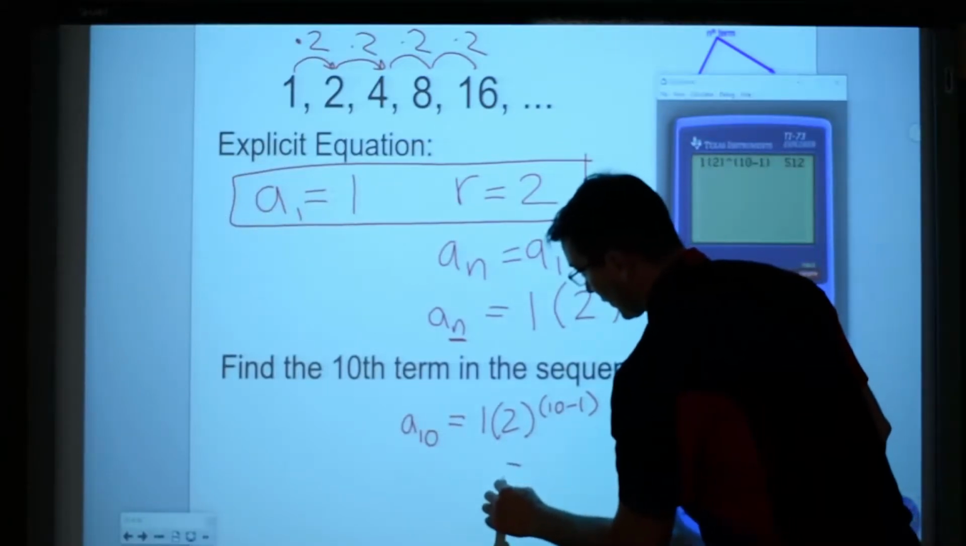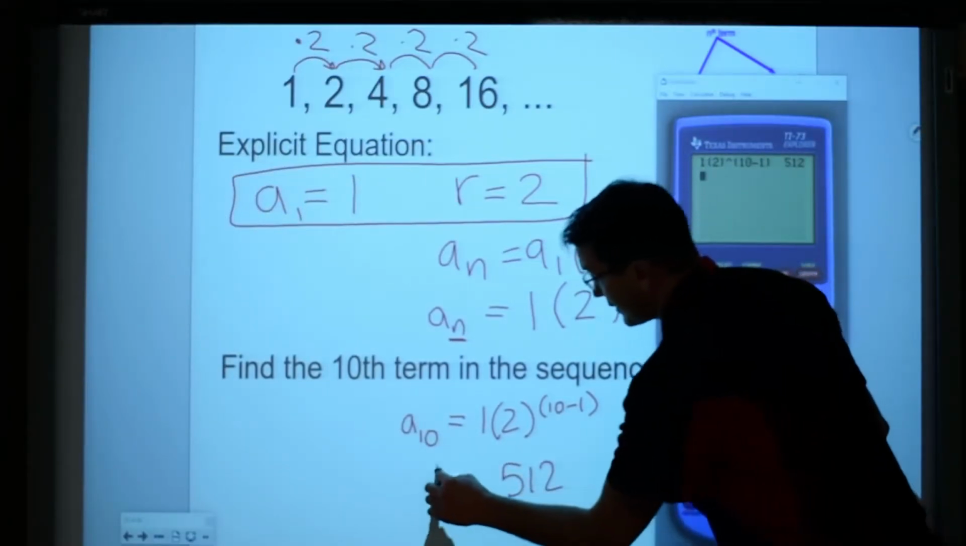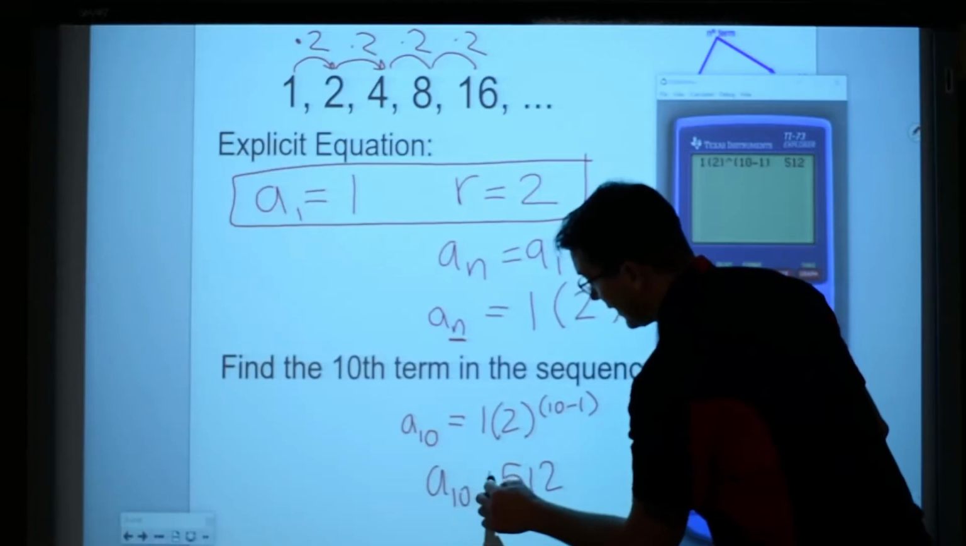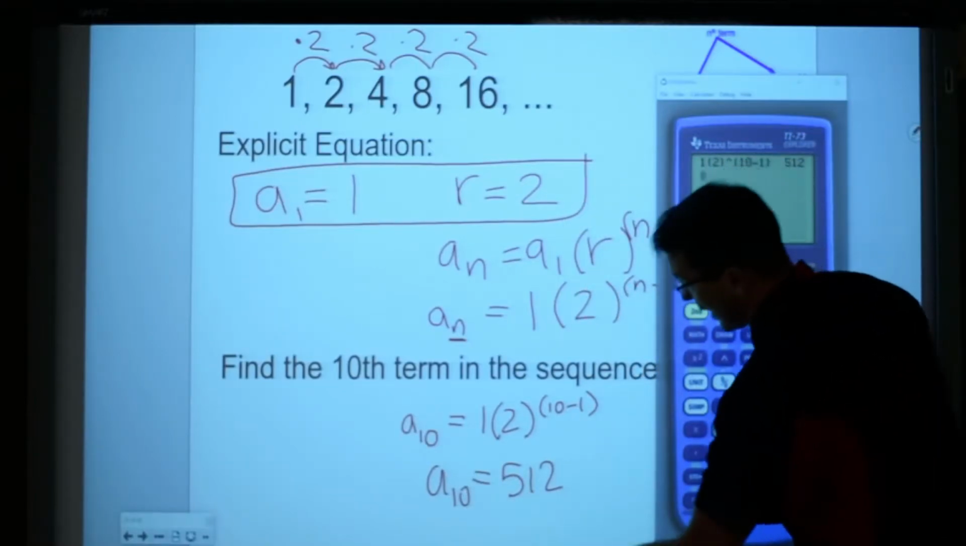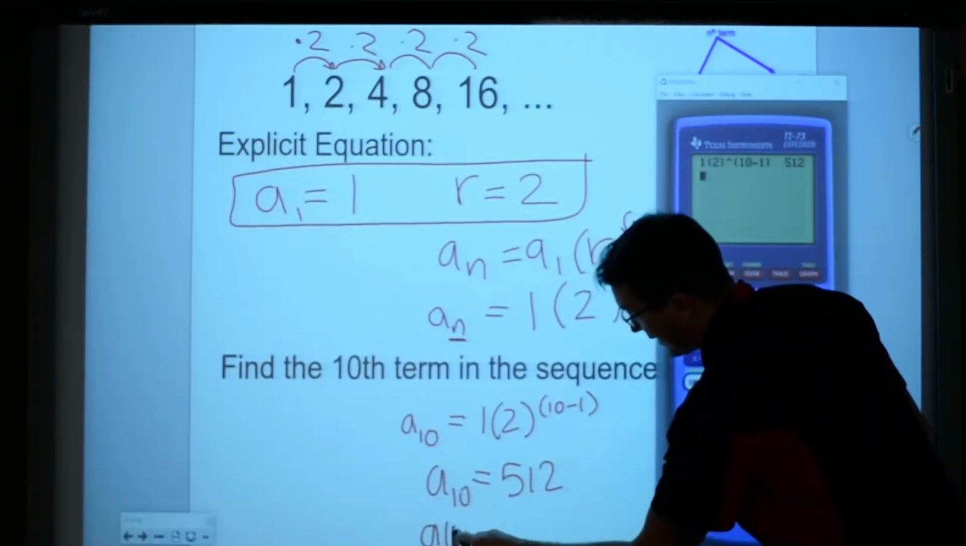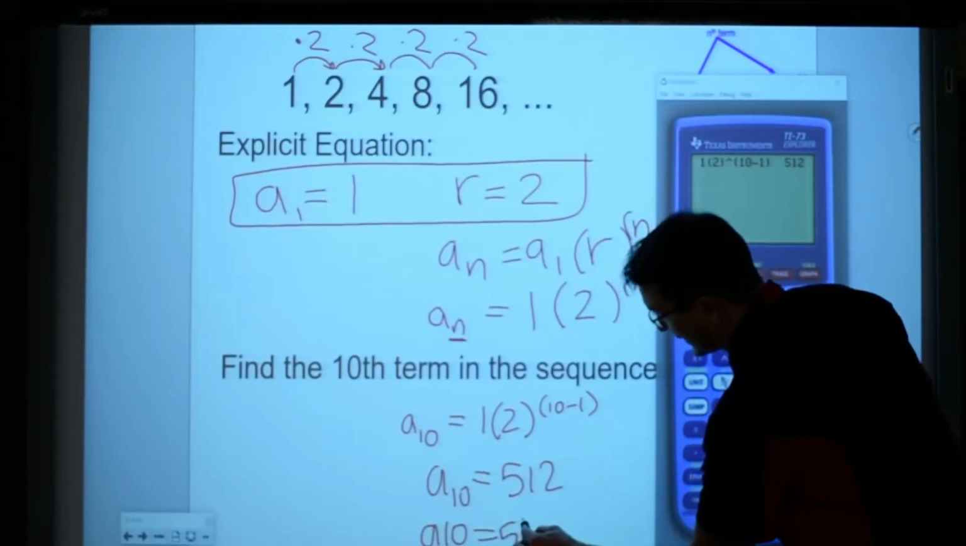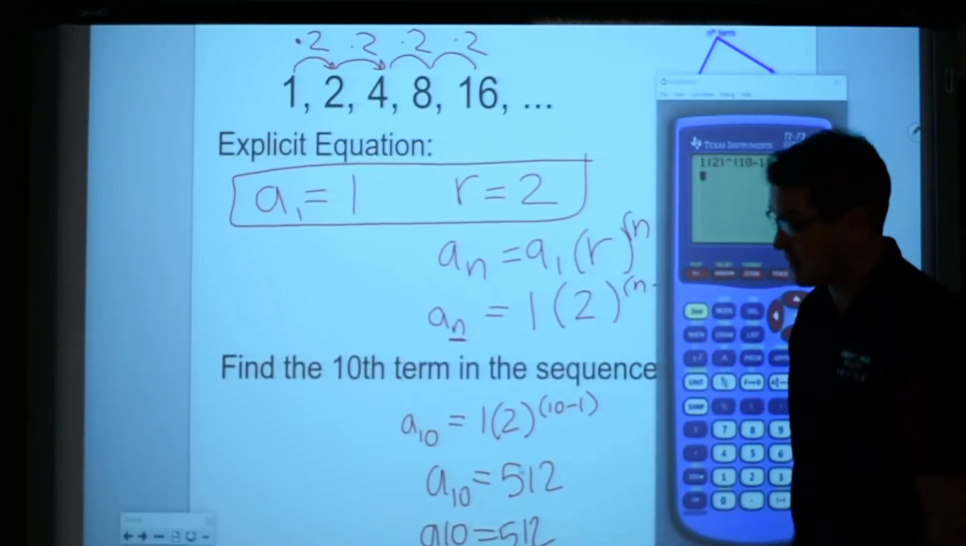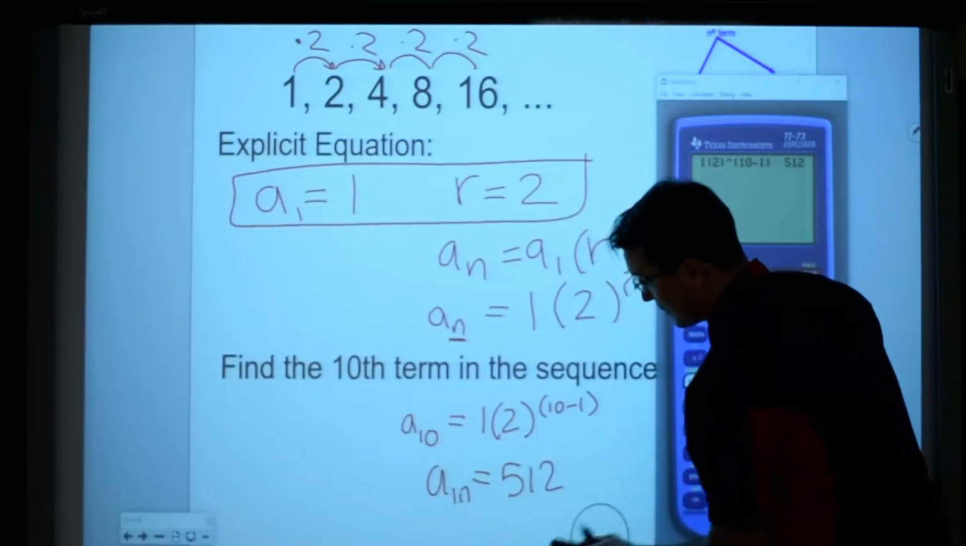512. So this simplified to 512. So that means a sub 10 equals 512. Again, do not write this like this: A10 equals 512, because that is not subscript and it doesn't mean 10th term. You write it as subscript.